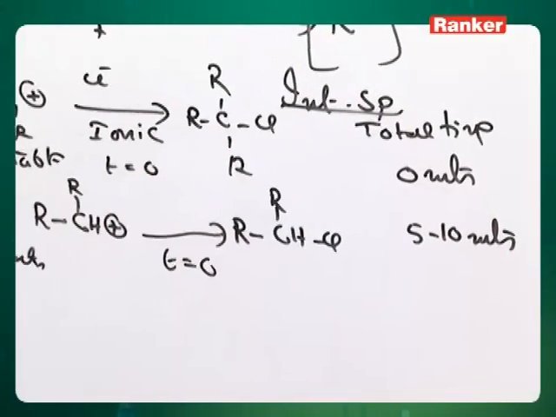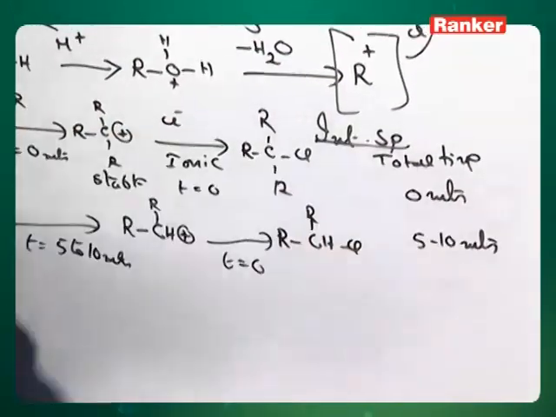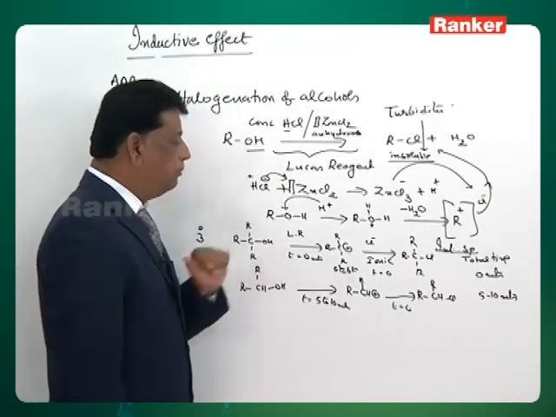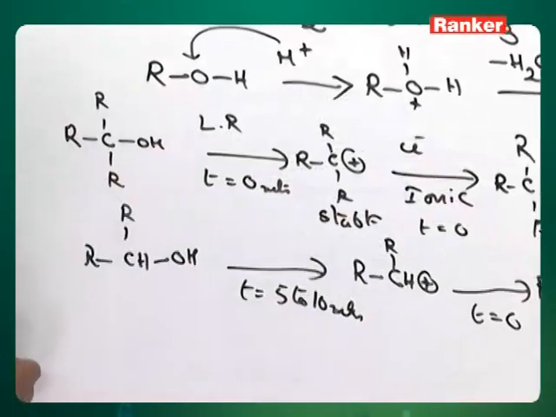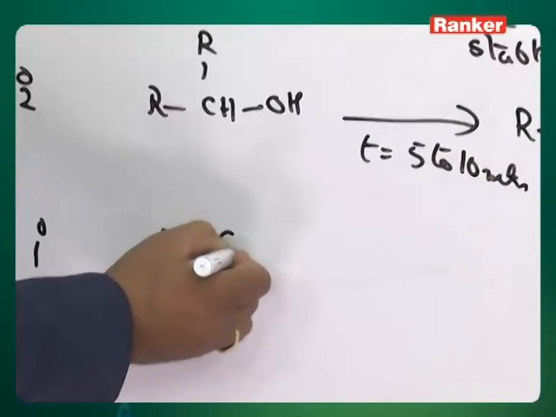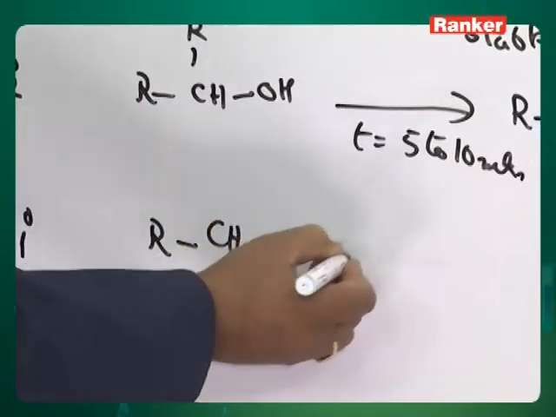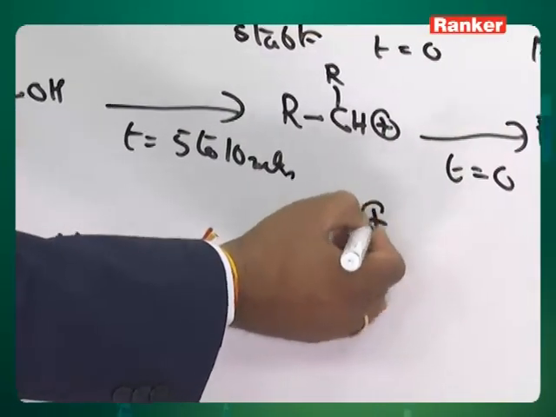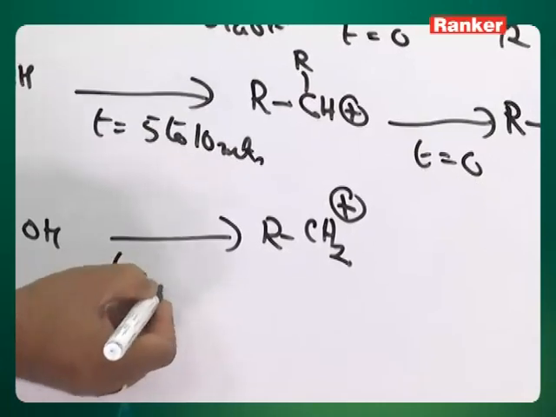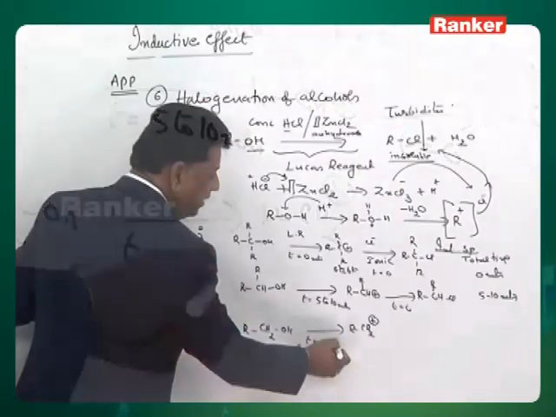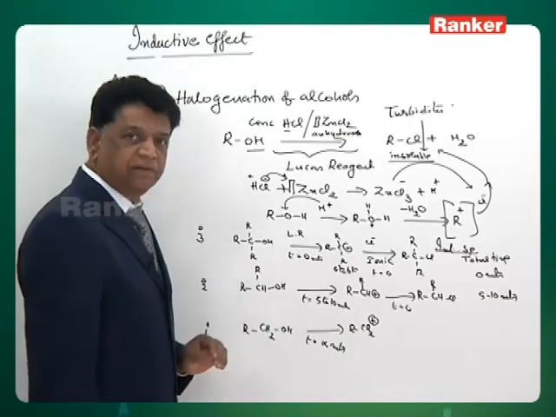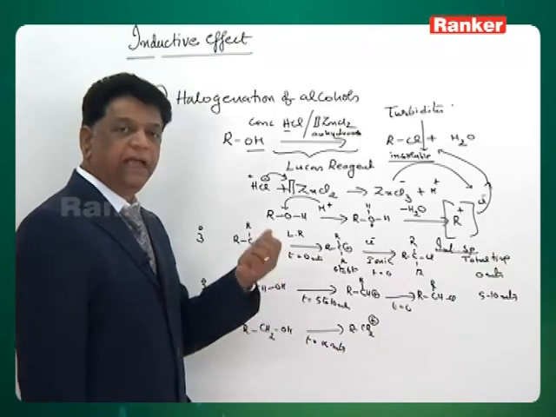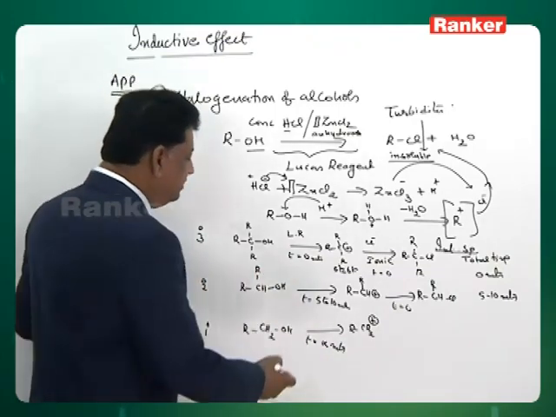So, whenever I take a secondary alcohol, to get the turbidity I need some time, 5 to 10 minutes, because its intermediate is not that stable when compared with the 3 degree. When I take 1 degree, it is much less reactive because its intermediate is very less stable. Only one alkyl group is there, therefore the time required is in fact infinite minutes. Infinite minutes means infinite hours, infinite days, infinite years. So, you cannot wait and see the formation of the turbidity. So, this is a waste.